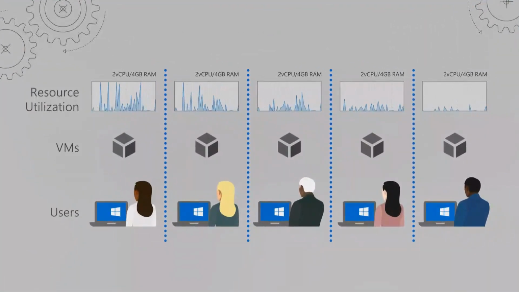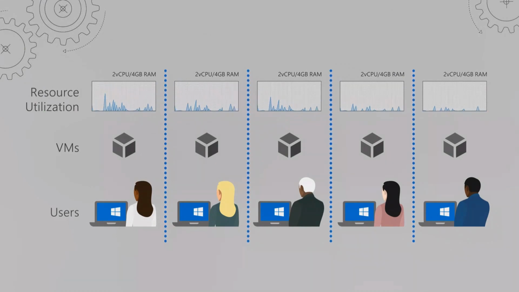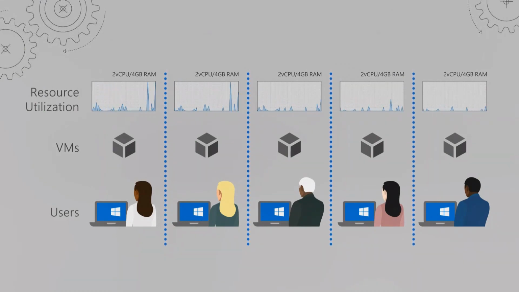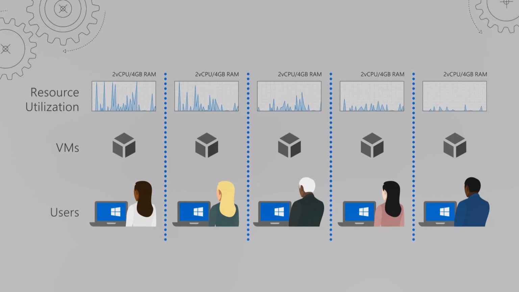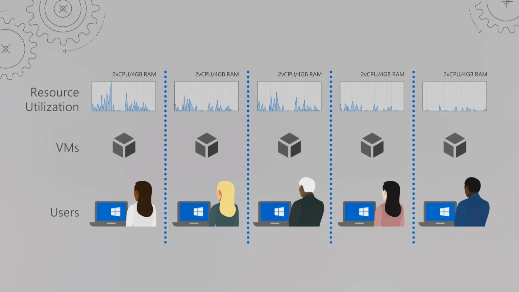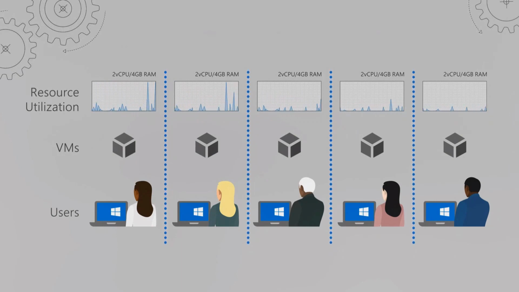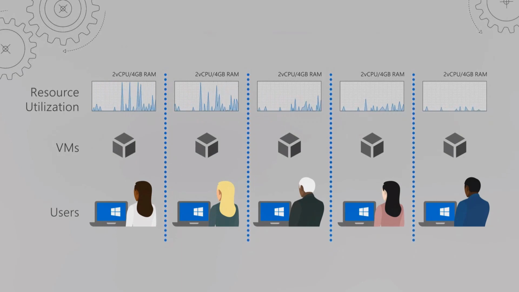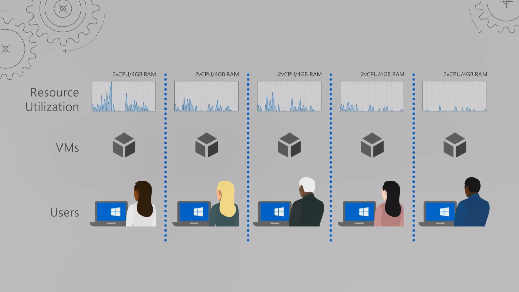So if you look at a typical personal desktop scenario, and this is a common setup that people will deploy when they're setting up desktop virtualization on premises, what they will do is they'll set up one virtual machine for each of their users. And they'll allocate that virtual machine a fixed amount of compute resources and memory. And this works well from a user experience perspective.